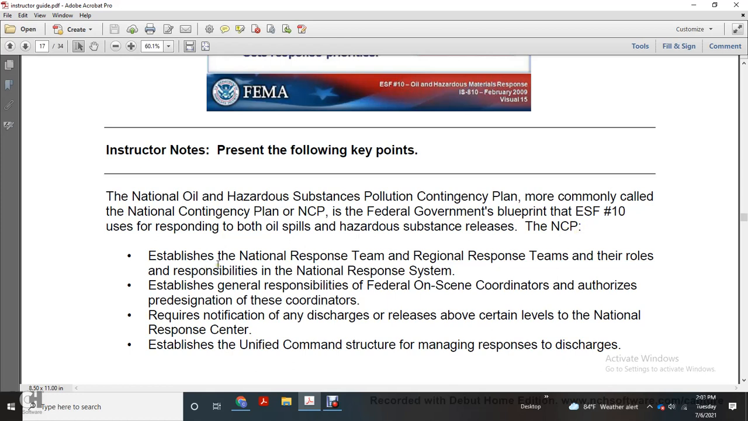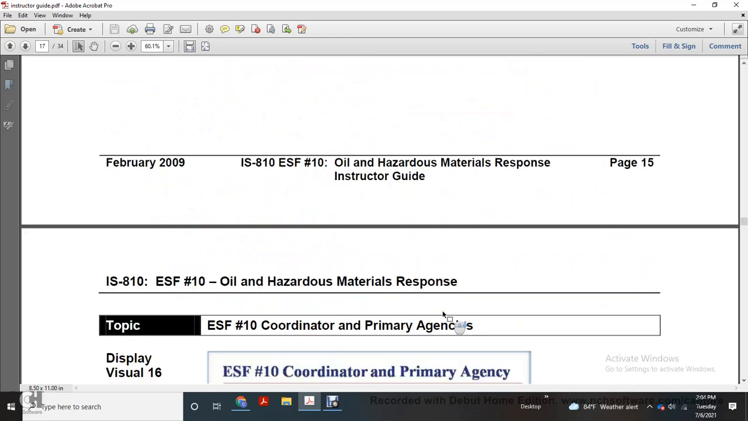The National Contingency Plan establishes the National Response Team and Regional Response Teams, and their roles and responsibilities within the National Response System. It covers some of the general responsibilities and authorities of the federal on-scene coordinators, requires notification of any discharge or release above a certain level to the National Response Center, and establishes a unified command structure for managing the response to a discharge.